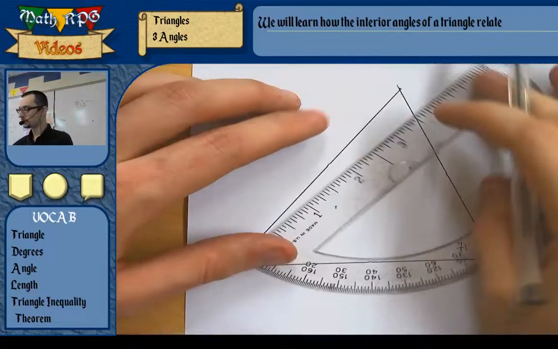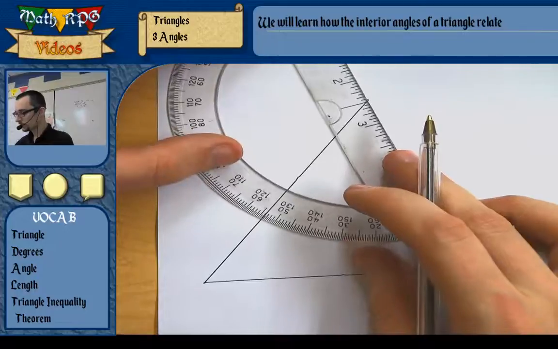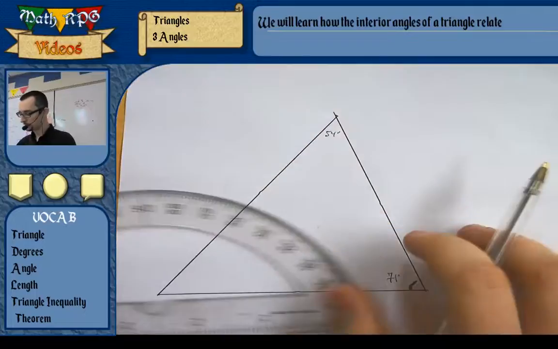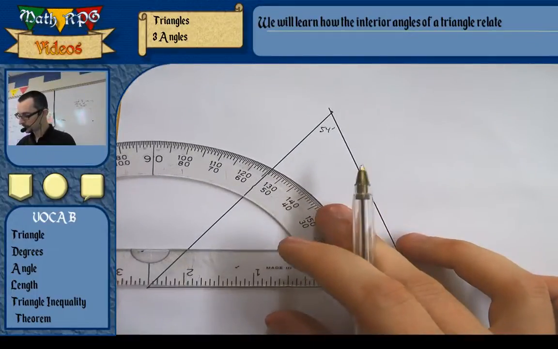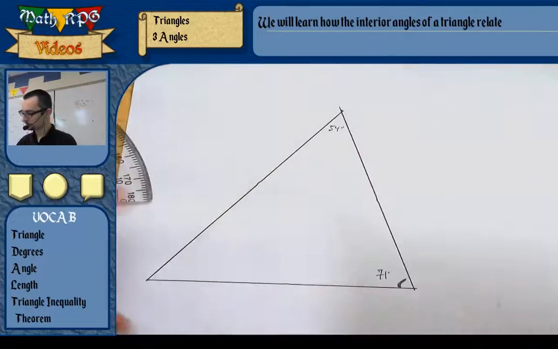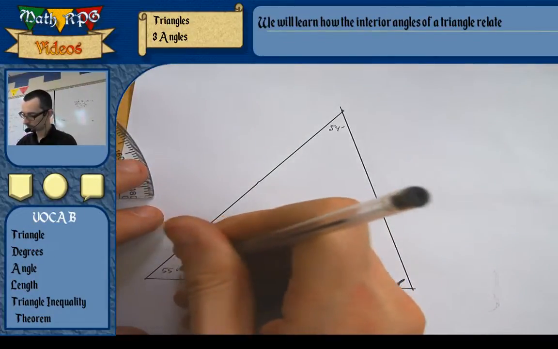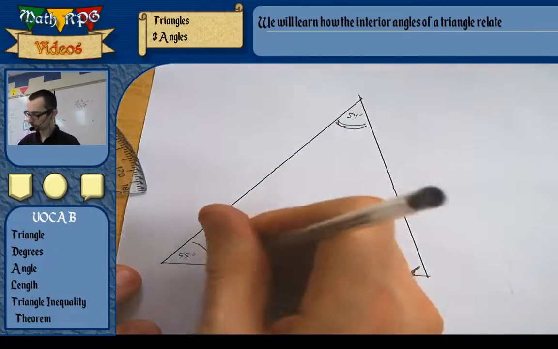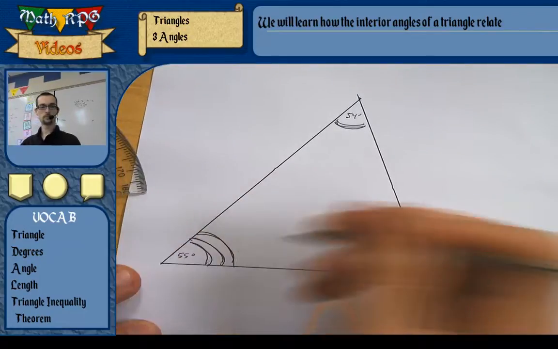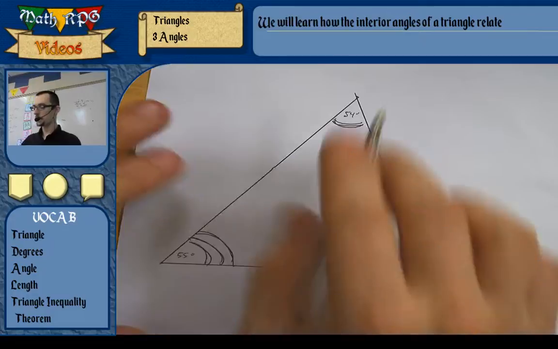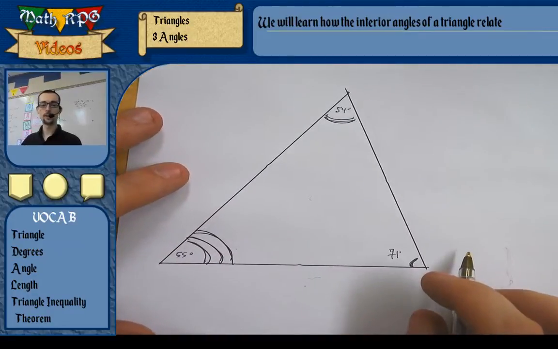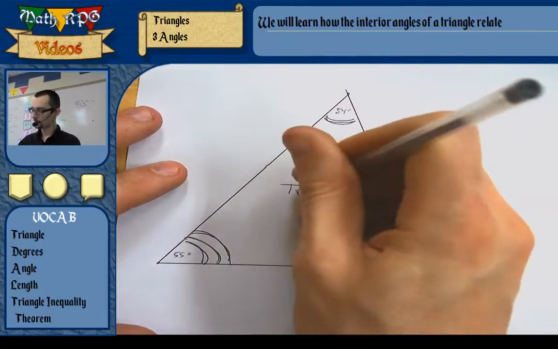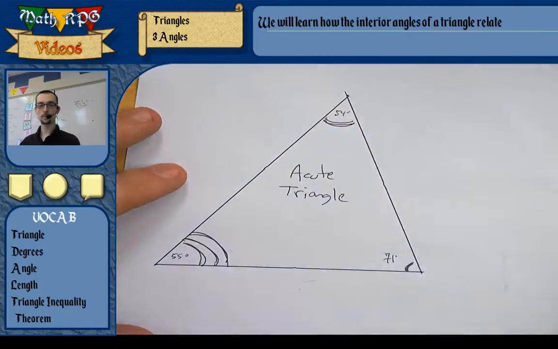And this angle up here, if I measure this one, that looks like it's about 54. And if I measure this one down here, that looks like it is about 55. I'm going to mark them all differently. Okay. You'll notice that all 3 of these angles are less than 90 degrees. And if an angle is less than 90, we call it acute. So this is called an acute triangle. All 3 angles are acute.